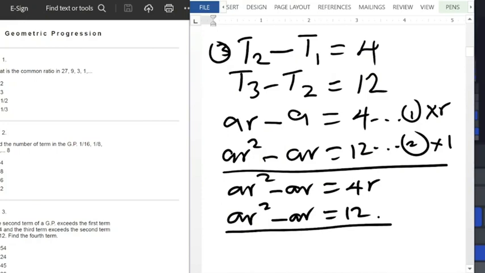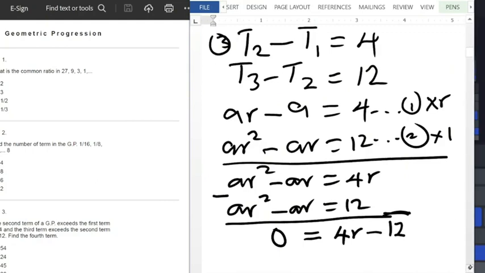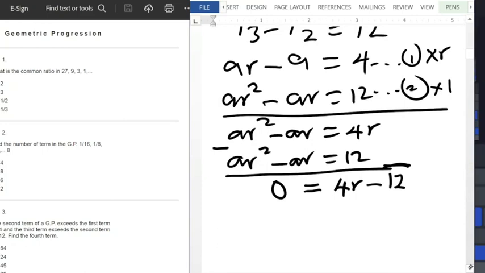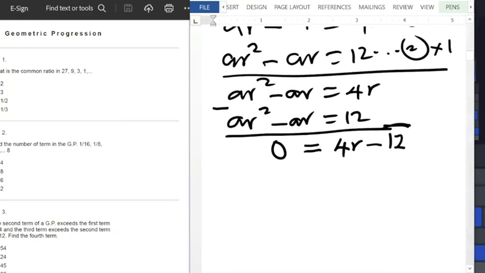The next thing to do is to subtract one from the other. So the left-hand side is now 0. So 0 equals 4R minus 12. Rearrange and simplify further. If you transfer this to the other side, it will be 4R equals 12. If you divide both sides by 4, R equals 3, so the common ratio is 3.